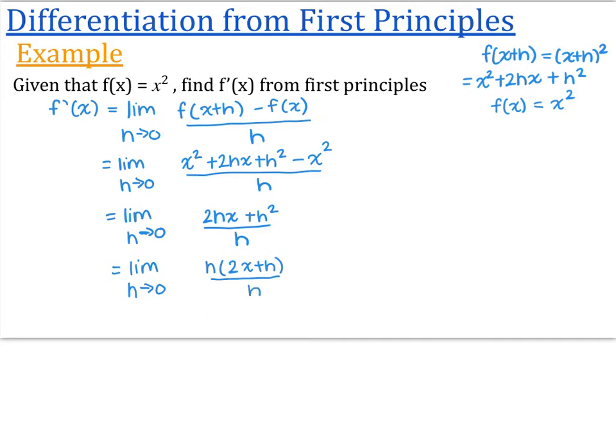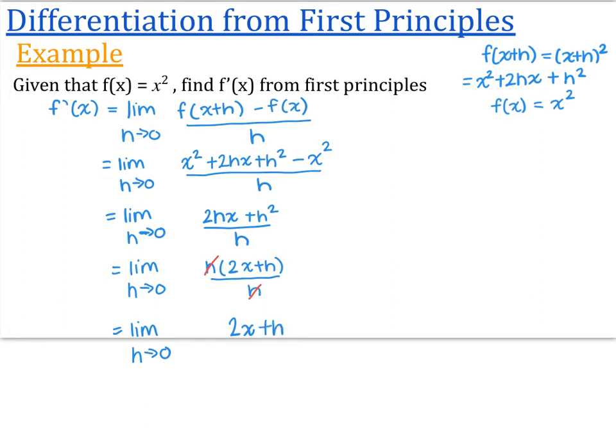Now, what's going to happen here is we've got an h in the top and h in the bottom. Those are going to cancel each other out. And now I have to think to myself, what's going to happen to 2x plus h as h gets really close to 0. So I'm going to write one more line. I'm going to find out what is the limit as h goes to 0 of 2x plus h.